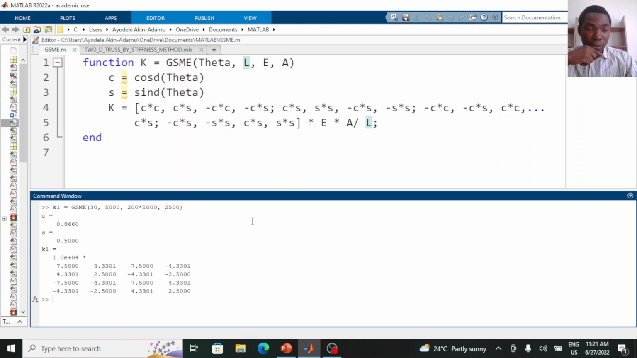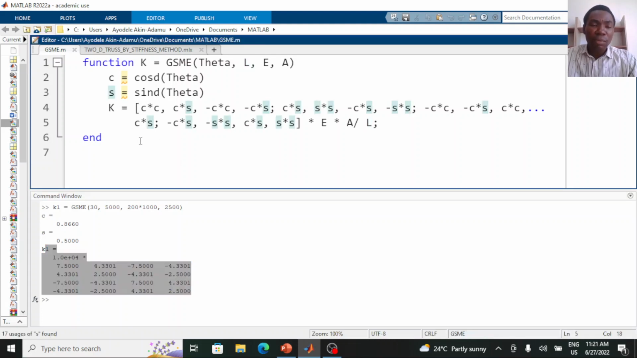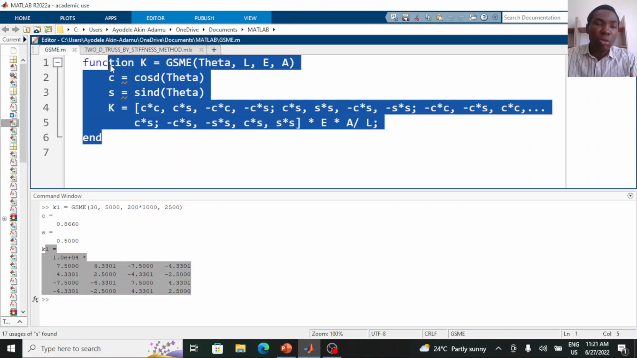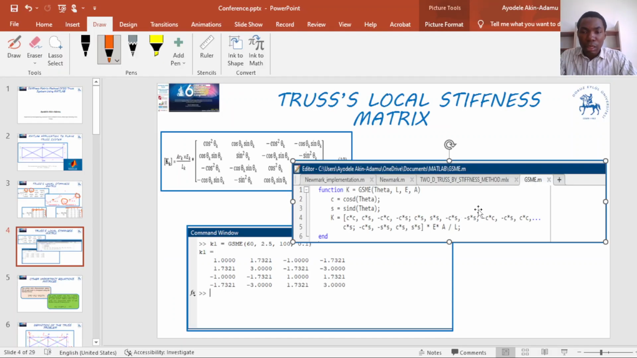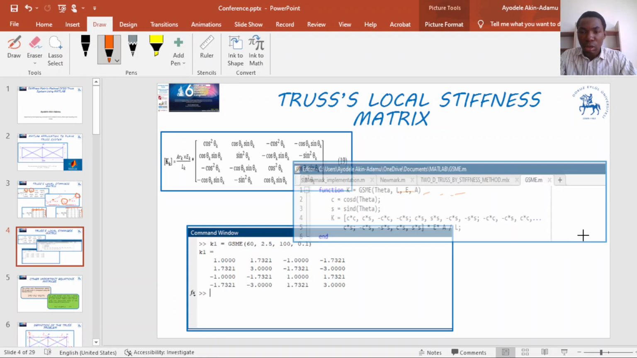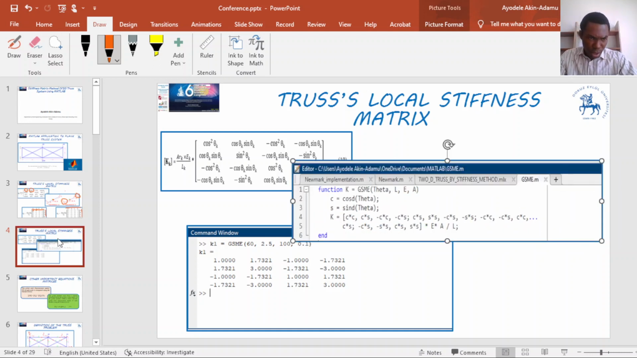So if I run this, you see Matlab computes my K1 for me, my local stiffness matrix. I use this function in my Matlab program to compute all my local stiffness matrices. It makes computation of the local stiffness matrix very easy, just by entering your four parameters in the function. So now we'll go back to PowerPoint. This is how this function works on Matlab. It's a function I created to compute the local stiffness matrix. I'll move to the next slide now.